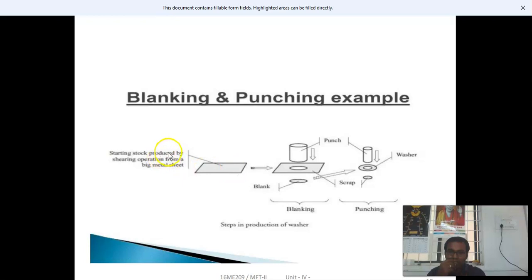The first image is the starting stock produced by a shearing operation from the big metal sheet. The second image denotes the punch and the sheet metal. With the help of the punch, force is applied to the sheet metal. This portion is the blank. This operation is known as blanking. Here, the part which is removed is the final portion. Whereas in the case of punching, the part which is removed is the scrap, and this remaining portion is the final or required part. This is the major difference between punching and blanking.